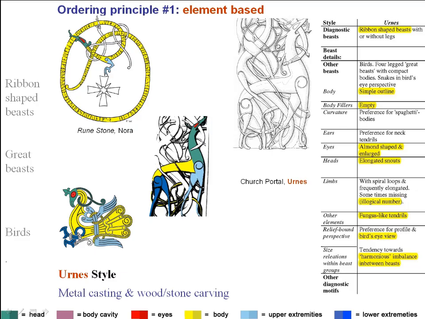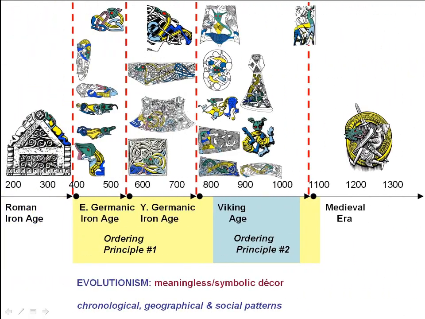So we have it in a nutshell again, the different styles, all from the Roman Iron Age through the Migration period, the Vendel period, the Viking period, which is the last phase of the Nordic Iron Age, and then finishing during the High Medieval era that follows, at least here in the northern latitudes of Europe.